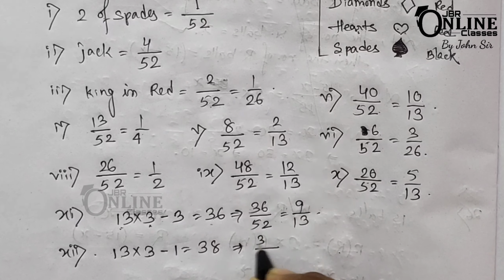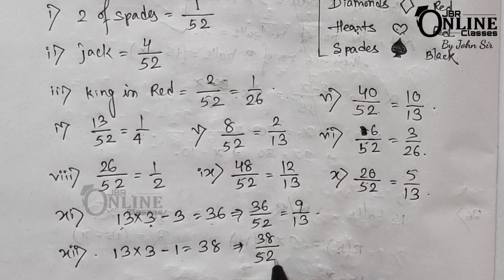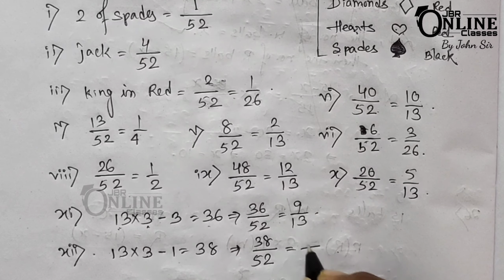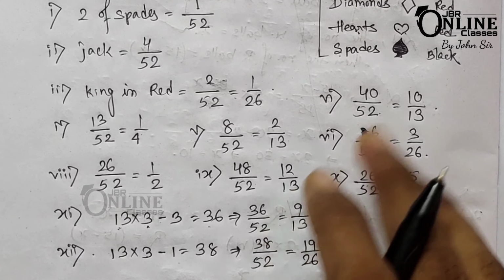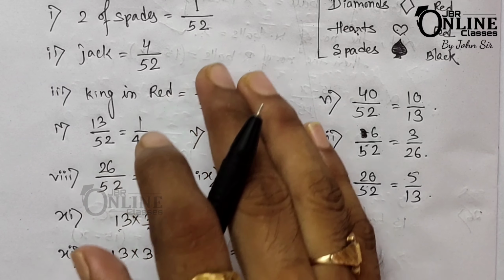So the final answer is 38 by 52 is the probability. So that equals 19 by 26. Okay, so it's a very big problem, sum number 29.